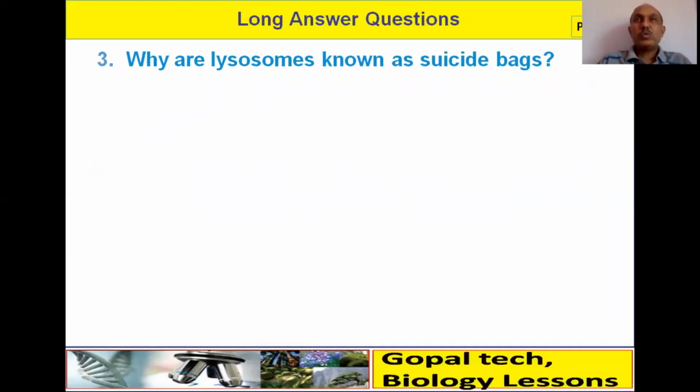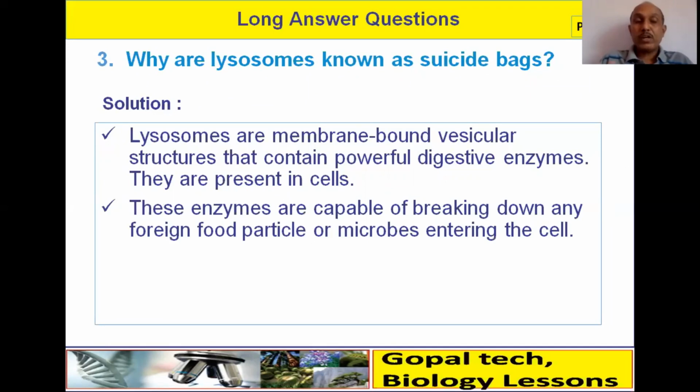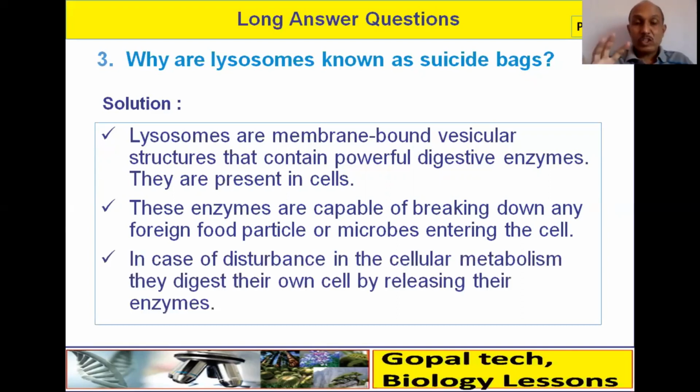Why are lysosomes known as suicide bags? Lysosomes are membrane-bound vesicular structures that contain powerful digestive enzymes and they are present in cells. These enzymes are capable of breaking down any foreign food particles or even microbes that enter the cell. In case of disturbance in the cellular metabolism, they digest their own cells by releasing the digestive enzymes. Therefore they are called the suicide bags of our cell. Hence they are known as suicide bags.